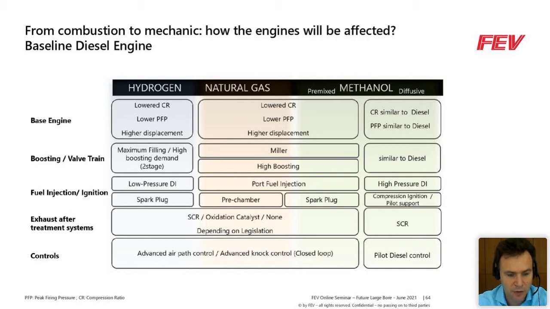Then, in terms of controls, advanced air path controls will be very important, especially in hydrogen combustion, to improve the transient behavior while at the same time not running into knocking effects. Therefore, advanced control will be very important.